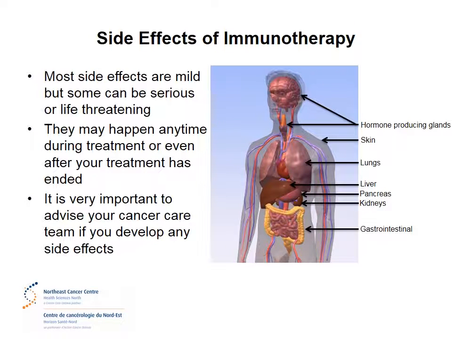Immunotherapy treatment may cause side effects. Side effects can happen from an overactive immune system and can include things like skin rashes or diarrhea. While most side effects are mild, some can be serious or life-threatening. Side effects may happen anytime during treatment and even after treatment has ended. Immunotherapy can act on the tumor after treatment ends because the immune system can remember what cancer looks like and provide long-term protection. It is very important to advise your cancer care team of any side effects you may be experiencing.